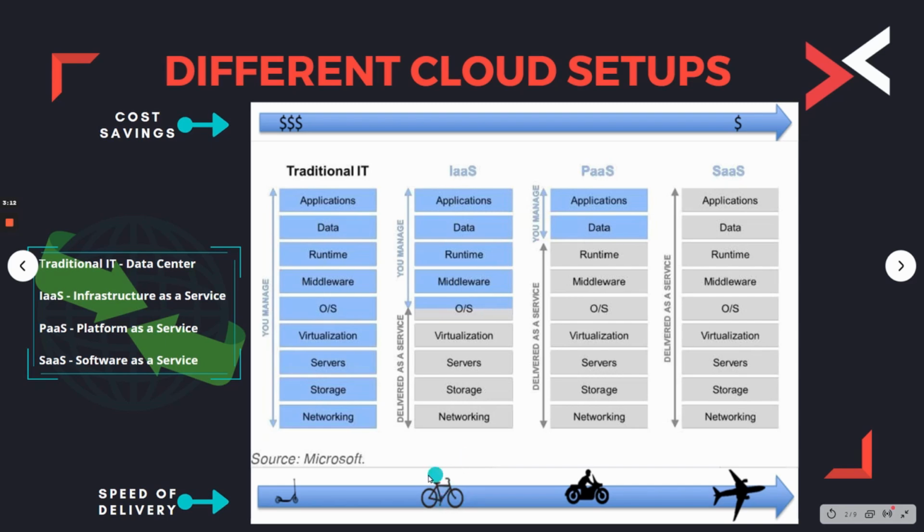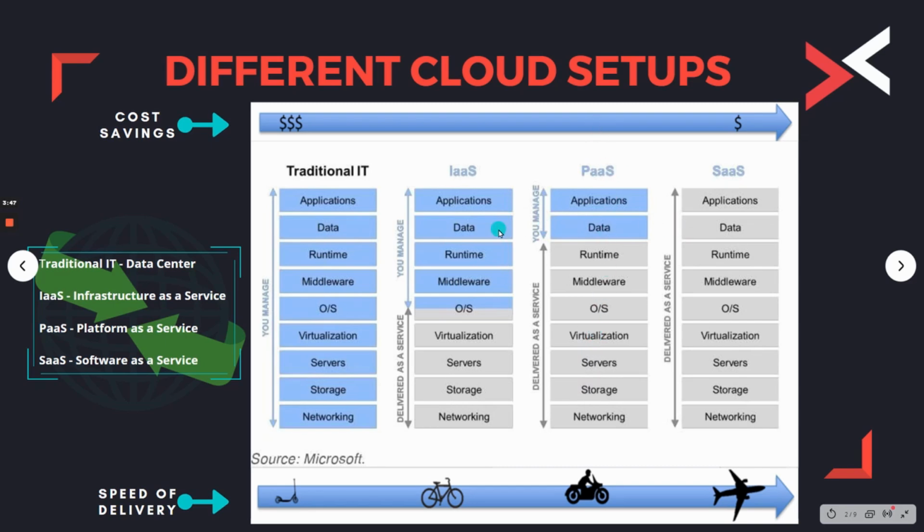Now, this is a little bit faster, obviously, but what happens if the organization says, well, I don't want to manage the runtime and the middleware, all that. All I want to do is install my applications, but in terms of the runtime and the middleware, I really don't care. So then that's a platform as a service. You only manage your applications and your data, but everything else is managed by the cloud provider. That is a little bit faster, obviously, and the cost is getting less as well.